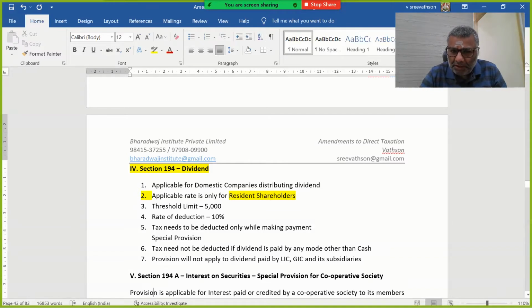Threshold limit 5,000. Rate of deduction 10%. Tax needs to be deducted only while making payment. There is nothing called credit or payment, whichever is earlier. Okay. Tax need not be deducted if dividend is paid by any mode other than cash. They technically mean bonus shares here. So, tax is not liable to be deducted if dividend is paid by any mode other than cash. And the provision will not be applicable for dividend paid by LIC, GIC and its subsidiary, because majority of the time it is paid to the government.